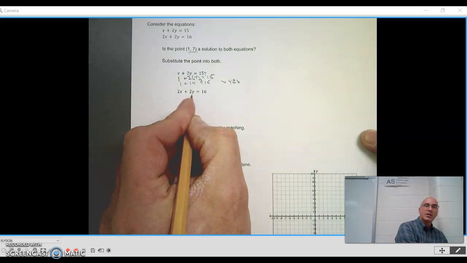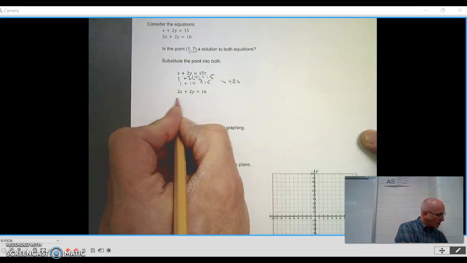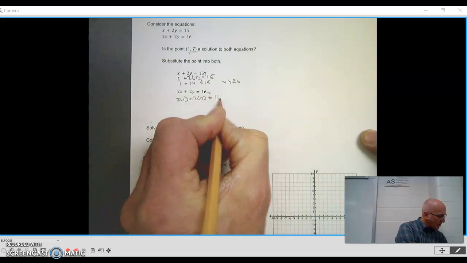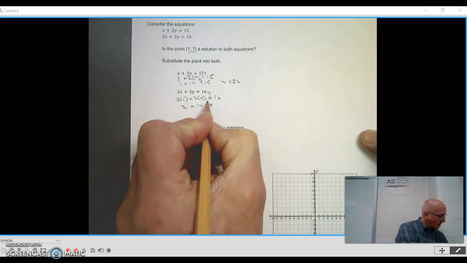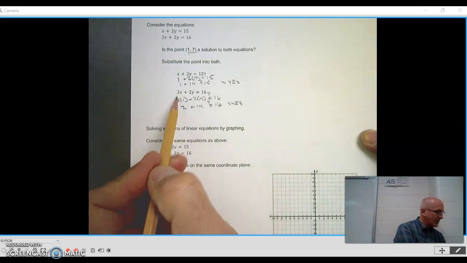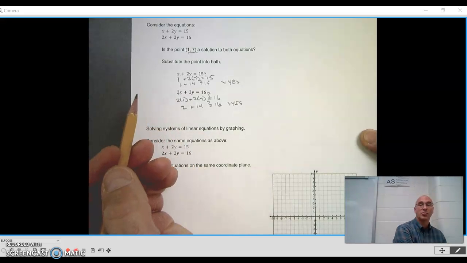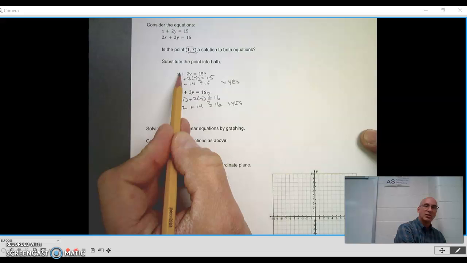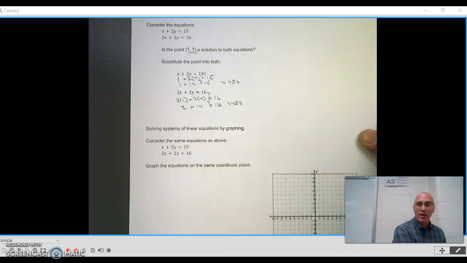Now we are going to consider this equation. I will substitute in x is 1. So 2 times 1 plus 2 times 7. Does that equal 16? Let's multiply first: 2 plus 14. Does that equal 16? Yes. So since it works, meaning it creates a true statement, a true equation, we can say that this point (1, 7) is a solution to the system. Remember, it is multiple linear equations solved at once.